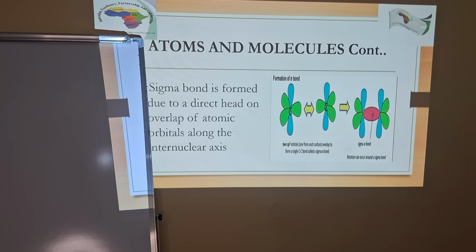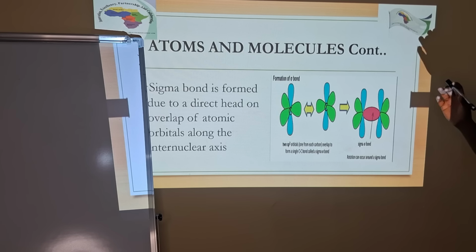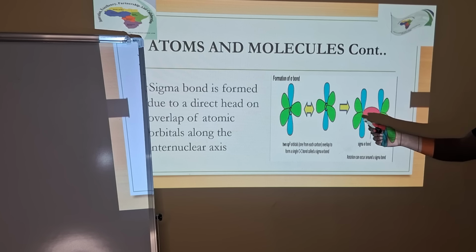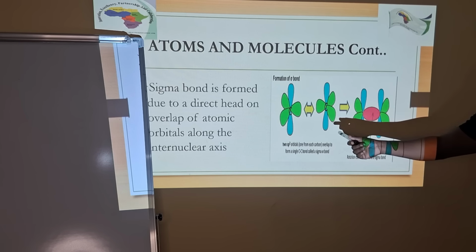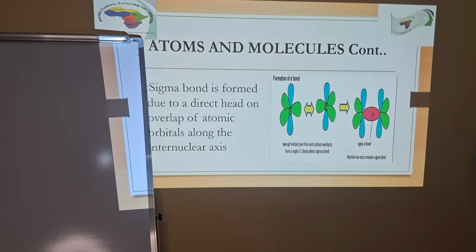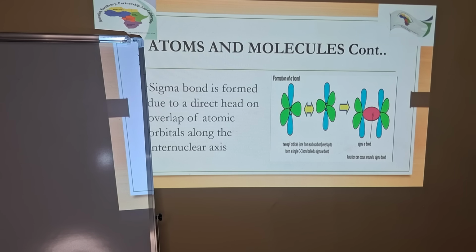We are continuing with our atoms and molecules. Sigma bond: generally, a sigma bond is formed due to direct head-on overlap of atomic orbitals along the internuclear axis. So this diagrammatic structure here represents the formation of a sigma bond. As we can see, it is due to direct head-on overlap of the atomic orbitals along their internuclear axis.